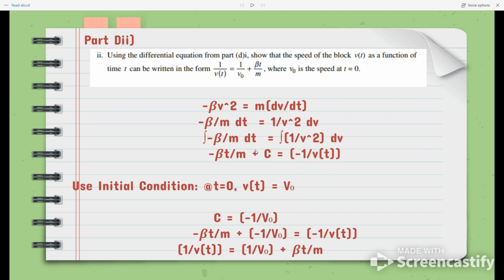As a result, we can plug this back into our equation, negative beta t over m plus negative 1 over v naught equals negative 1 over v of t. Rearranging this, we get 1 over v of t equals 1 over v naught plus beta t over m.